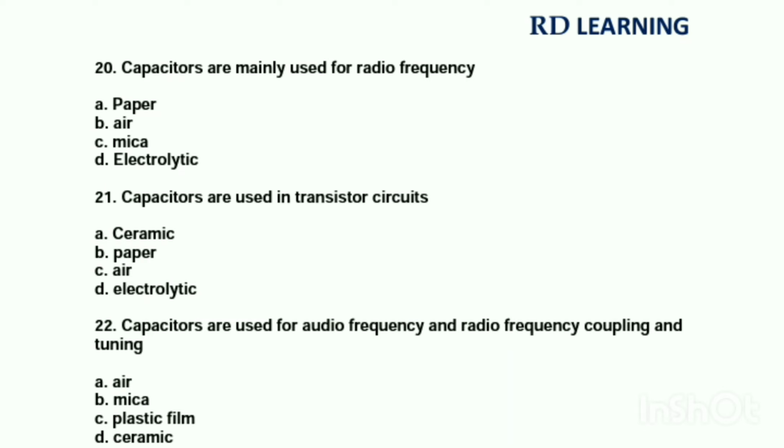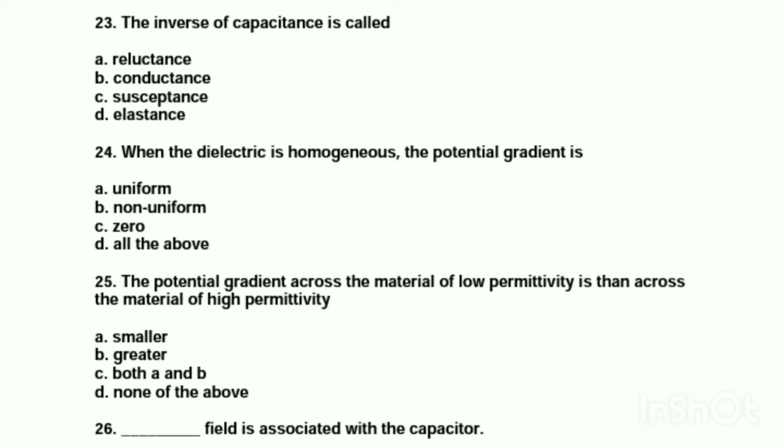B. Capacitors used in transistor circuits: ceramic, A. Next, capacitors used for audio frequency and radio frequency coupling and tuning: mica, B. Next, the inverse of capacitance is called elastance, D. Next, when the dielectric is homogeneous the potential gradient is uniform.